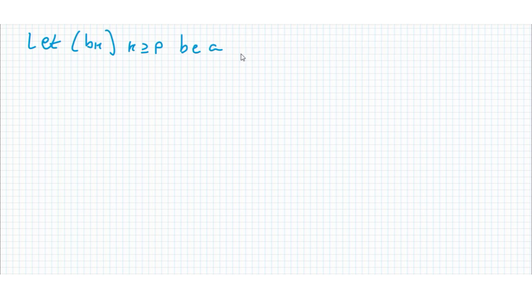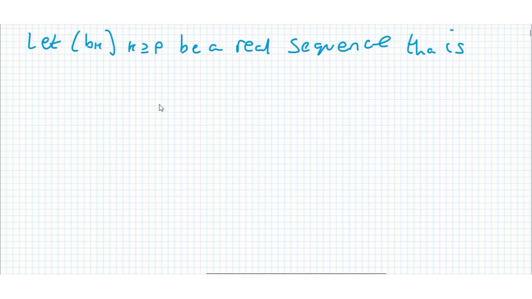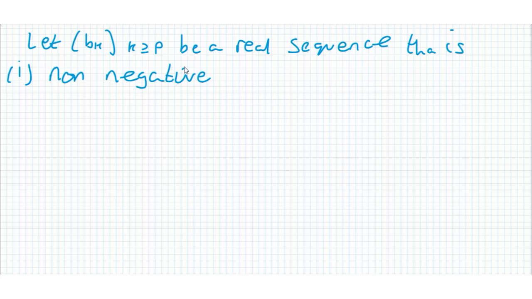The test we're going to look at in this video is the alternating series test. So let bk, such that k is greater than or equal to some value p, be a real sequence, and we're going to list three qualities of the sequence. Non-negative, so formally that means that bk is greater than 0 for all k greater than or equal to p, so every term in the sequence is greater than 0.